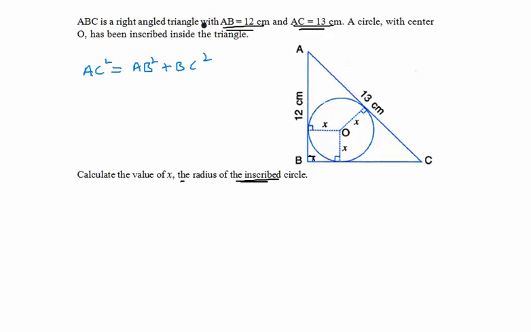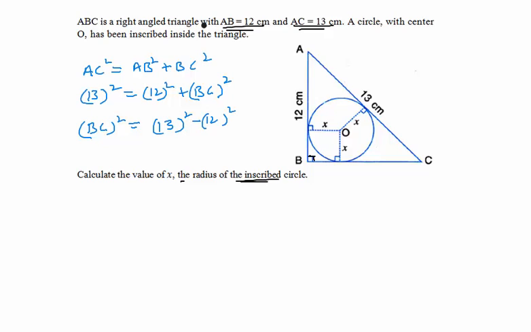So what quantities do we know in this equation? We already know AC, so this gives us 13 square is equal to 12 square plus BC square. So from here, BC square should become equal to 13 square minus 12 square. If you calculate this, it will give you the value of BC. BC is equal to 9 centimeters. So now we know all three side lengths.